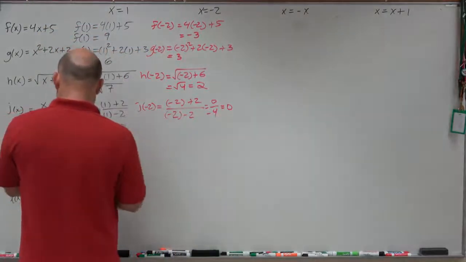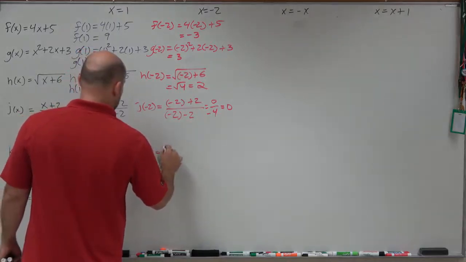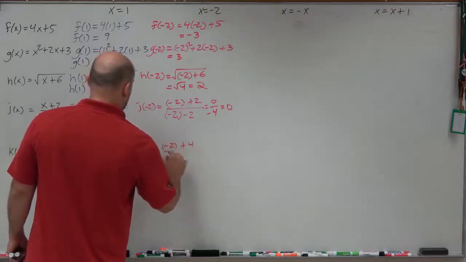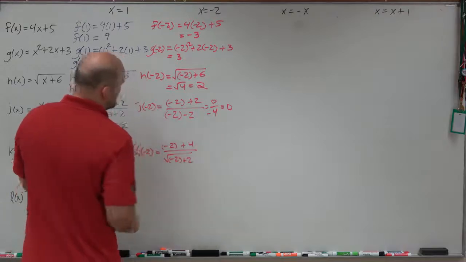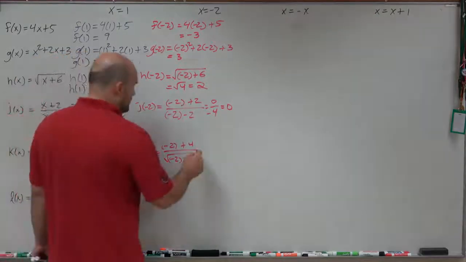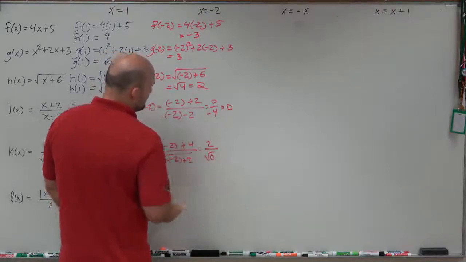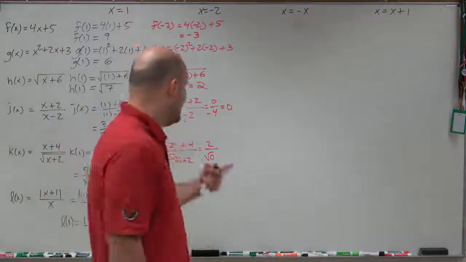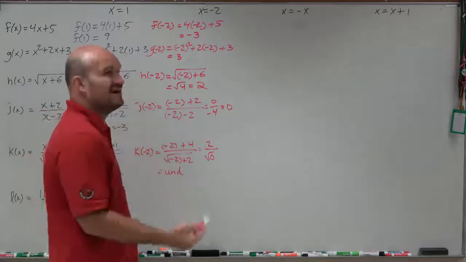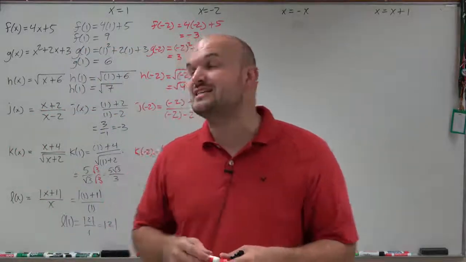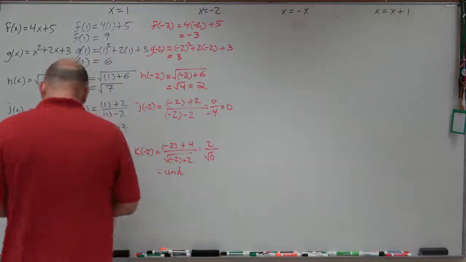OK. Over here, we have k of -2. So we'll have -2 plus 4 all over the square root of -2 plus 2. So again, we have -2 plus 2, square root of that. So -2 plus 4 is going to be a positive 2 over the square root of 0. Well, the square root of 0 is just going to be 0. And anytime you divide by 0, you're going to have an undefined value. OK, so we can't divide by 0. So therefore, that value is going to be undefined. So we cannot evaluate k of -2, or at least there's no value for the function.